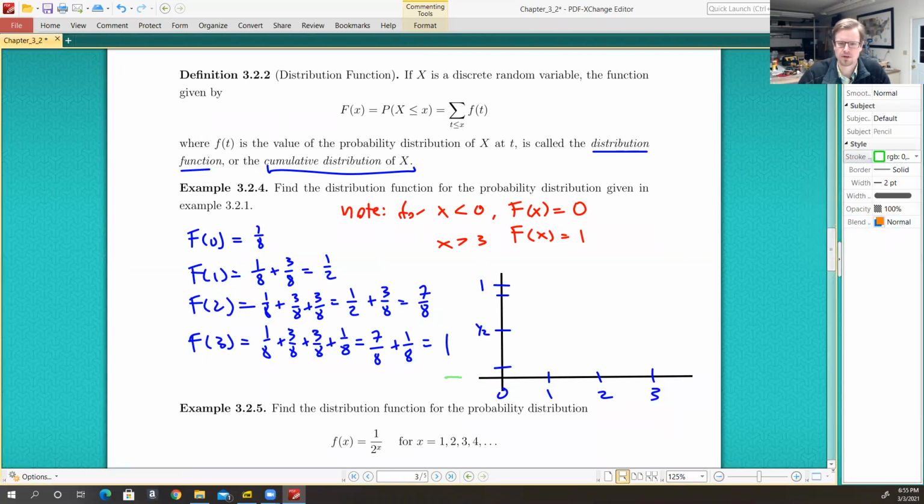So our probability for less than 0 was 0. But the probability at 0 was 1/8. And then it stays that until we get to 1, and the probability of 1 was 1/2. Right, 1 or fewer. The probability of 2 or fewer was 7/8. And the probability of 3 or fewer is 1. So this is what our graph looks like. It's a step function. It takes a step up, stays the same, takes a step up, stays the same. So this is called a step function.